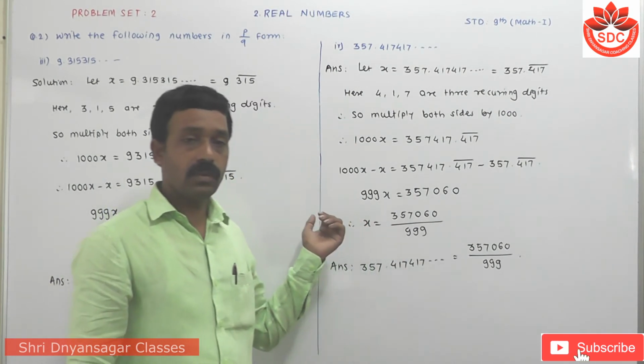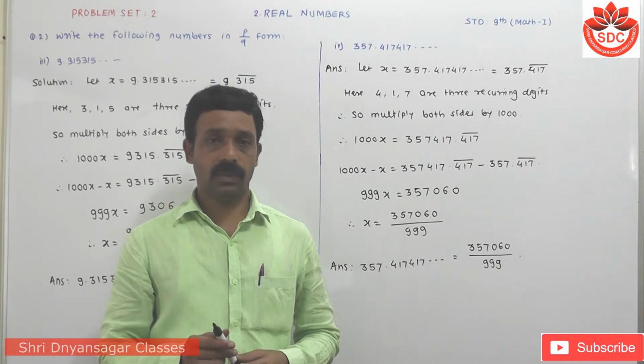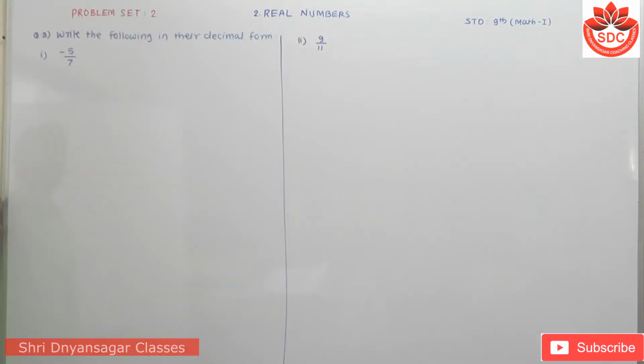Student, in this second question there is one remaining, you have to solve it at home. We take the next question. Let's take question third. Write the following in their decimal form. So the simple one, the first one is minus 5 upon 7. You have to write in decimal form, meaning you have to divide 5 by 7. First we take only the positive number, then we write the answer in the negative form.